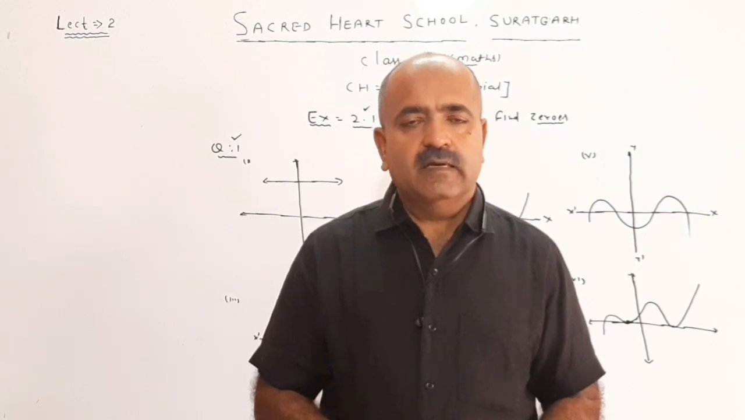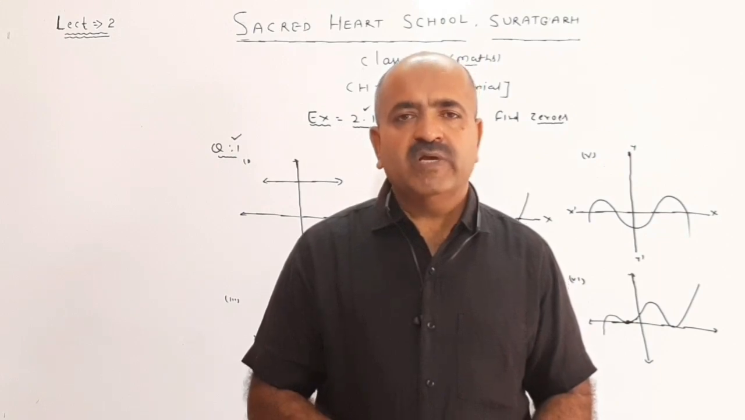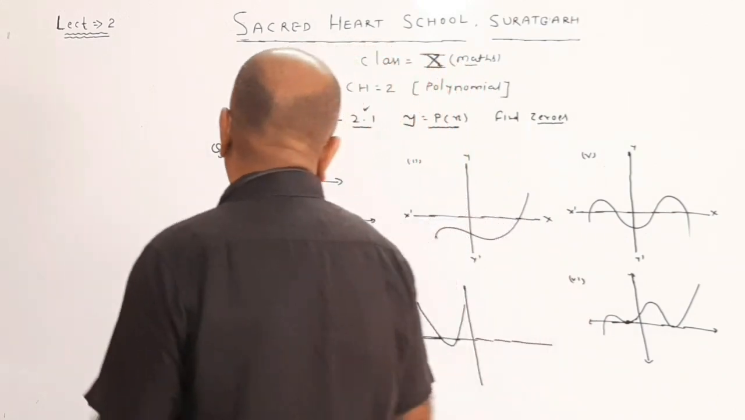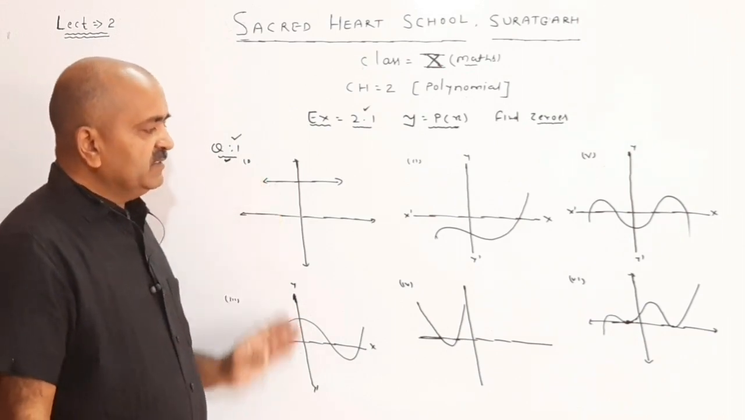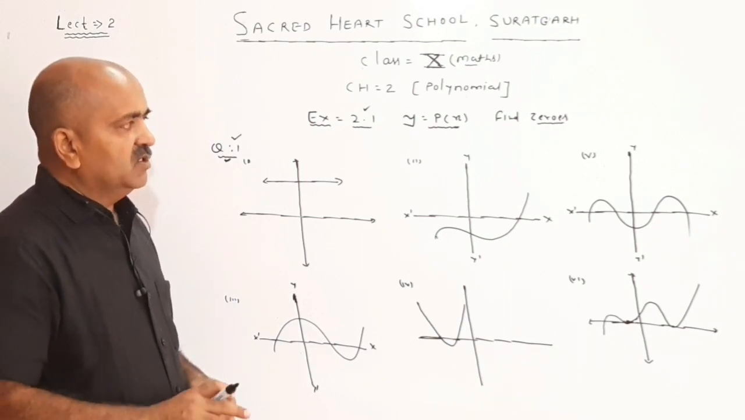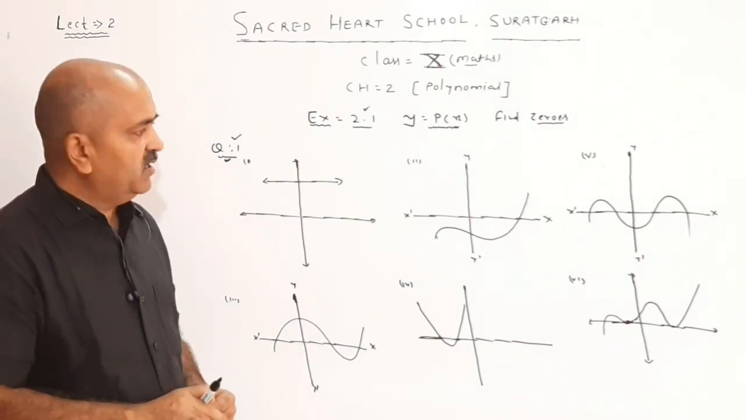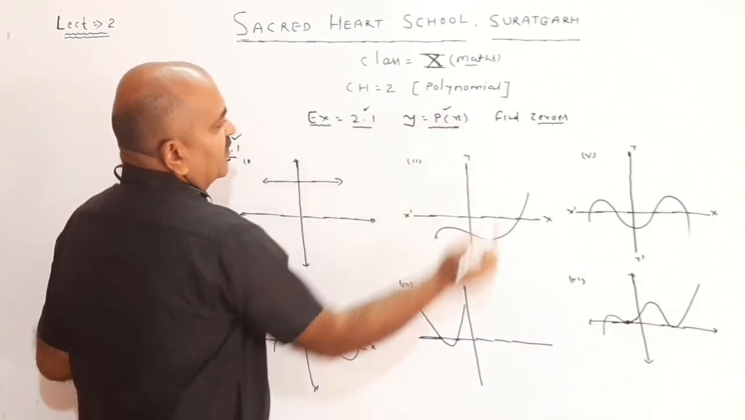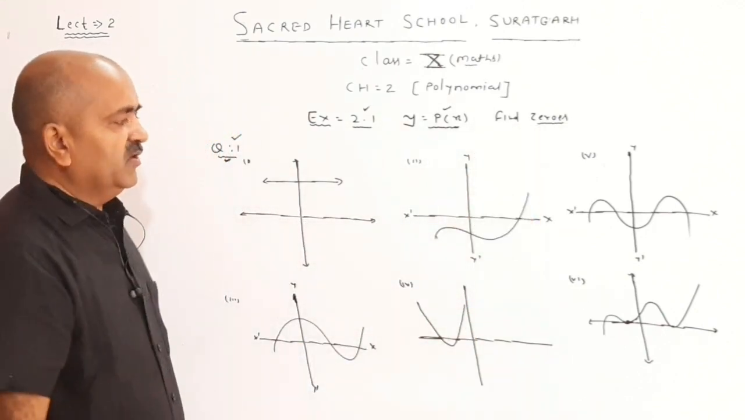Students, in the previous lecture, I completed the concept of the polynomial. And students, today I will start exercise 2.1. In this exercise, only one question and its 6 parts are given. In this exercise, we find zeros of the polynomial using graph. So students, y equals p of x, a polynomial is given, and we find zeros of the polynomial.